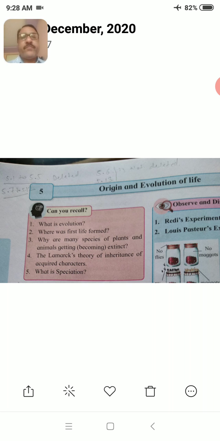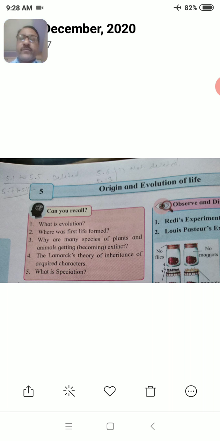Now, in this chapter, some portion is deleted. So, you have to see this above. I will write: 5.1 to 5.5 are deleted, and 5.7 to 5.12 are deleted. So only two bits, 5.6 and 5.13, are in your portion.